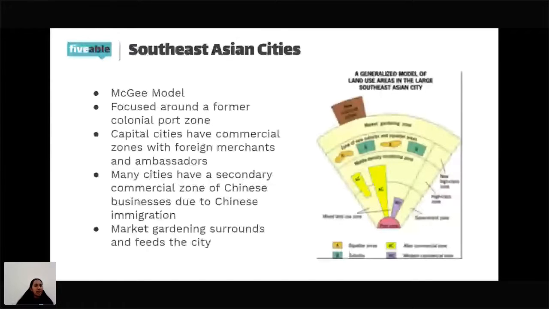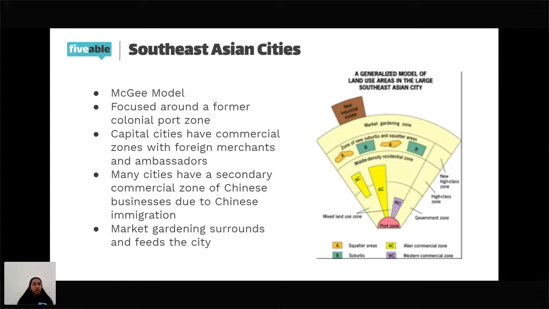And many of these cities have something called a secondary commercial zone of Chinese businesses due to a lot of Chinese immigration to Southeast Asian countries. An example of this would be a lot of Chinese people moving to Indonesia for labor. So they start their own little communities with their own commercial zone and Chinese businesses and Chinese restaurants.